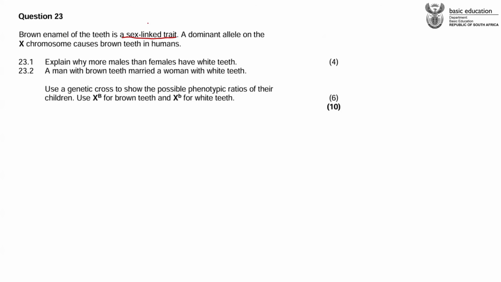Whenever they say sex-linked trait, just put it in your mind that it is found on the X chromosome, or it is sitting on the X chromosome. It's an allele sitting on the X chromosome. Now they say a dominant allele. You guys hear that? I read the statement carefully. A dominant allele on the X chromosome.